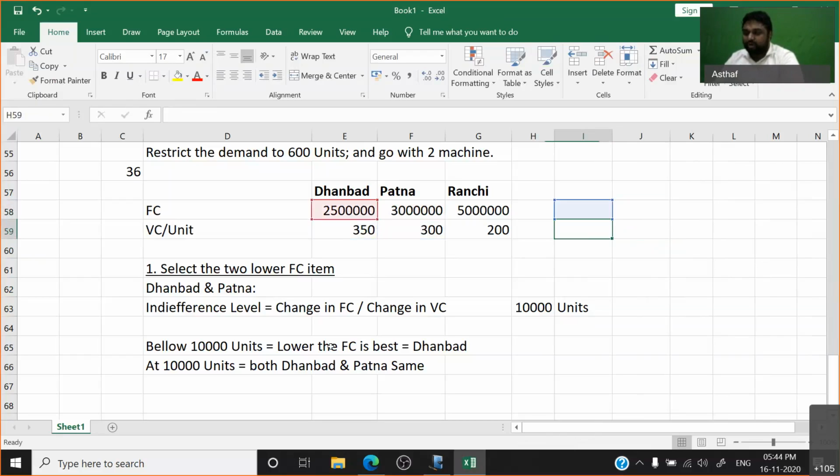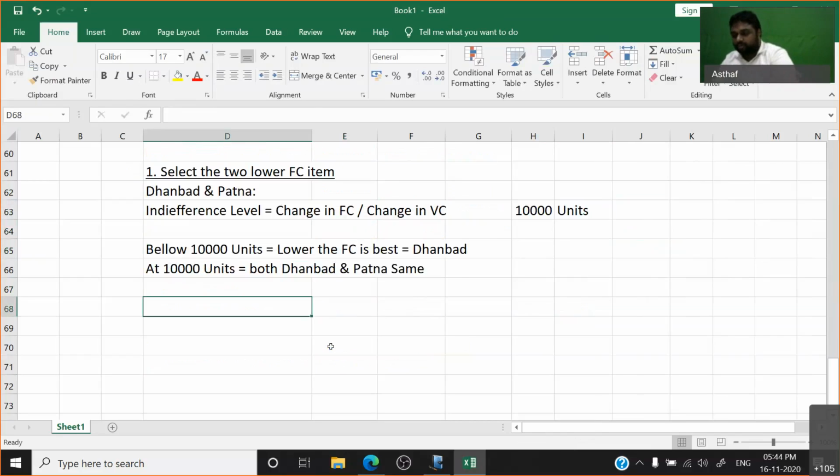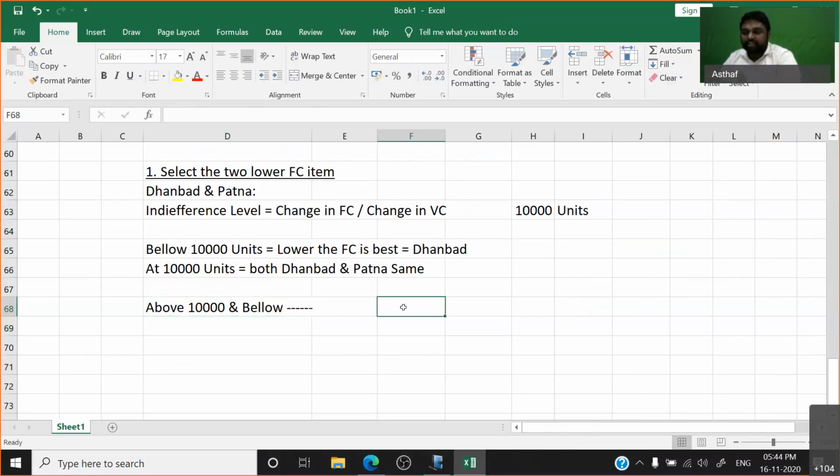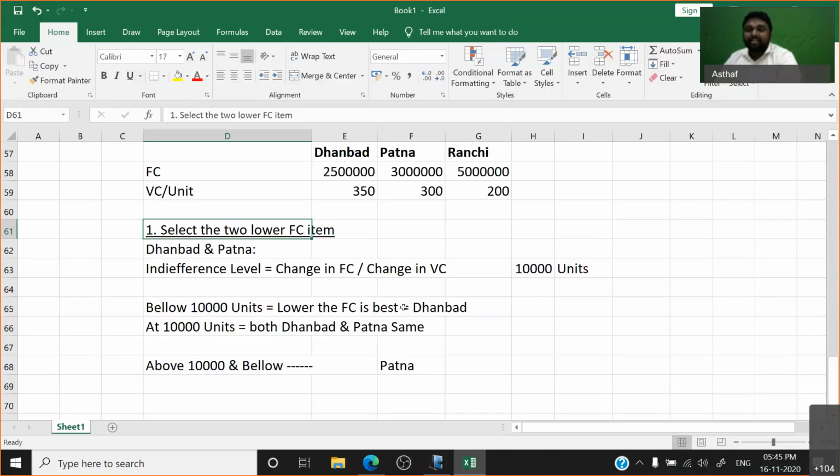So what is the next point? Above 10,000 and below, this we will identify. So here Dhanbad is best. So the next one is what? Patna. Now look here, we will prepare. The first criterion is what? Select the two lower fixed cost items.